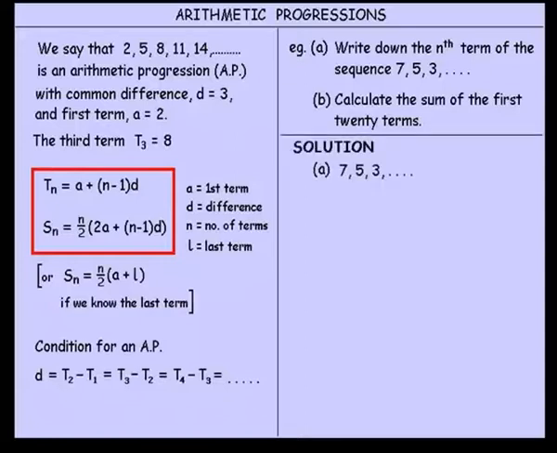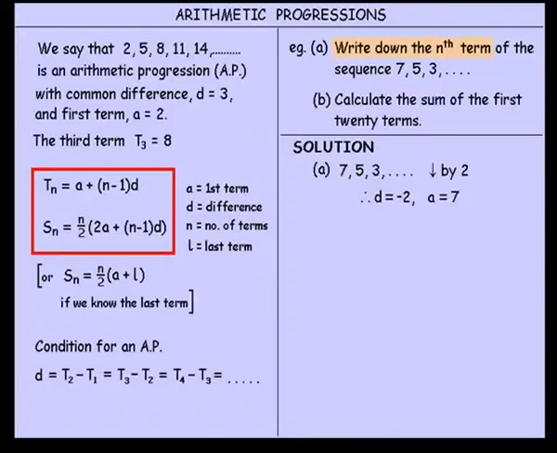There's our sequence 7, 5, 3. It's going down by 2. So therefore we write the difference equals negative 2. Alright, it's going down by 2. Difference is negative 2. We can see that's the first term. So we write a equals 7.